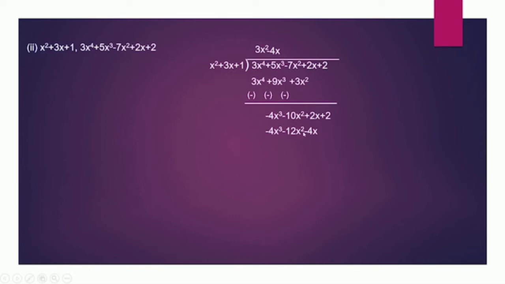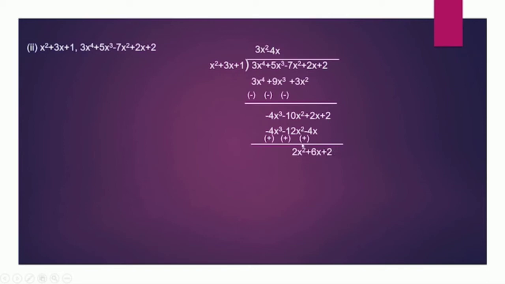Now we have to subtract this term from minus 4x cube minus 10x square plus 2x plus 2. At present this is minus, this will become plus after subtraction, even this will become plus, even this will become plus. All three will become plus. Now minus 4x cube plus 4x cube will get cancelled, and here minus 10x square plus 12x square, we will get 2x square, and here plus 2x plus 4x, we will get 6x, and plus 2 as it is, we will write it here.